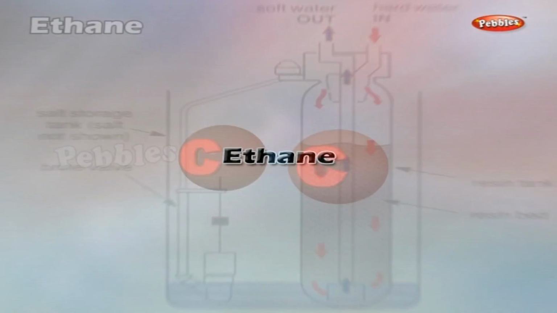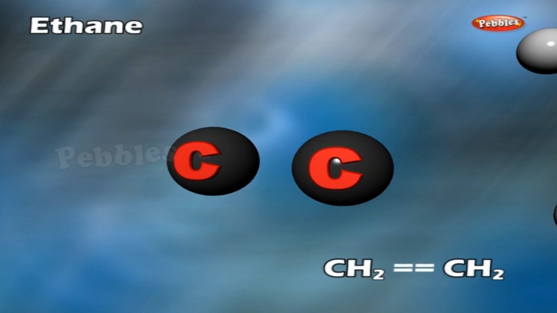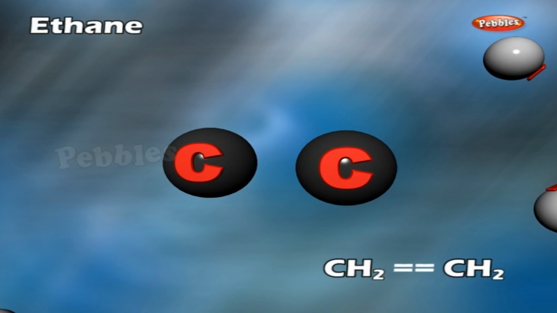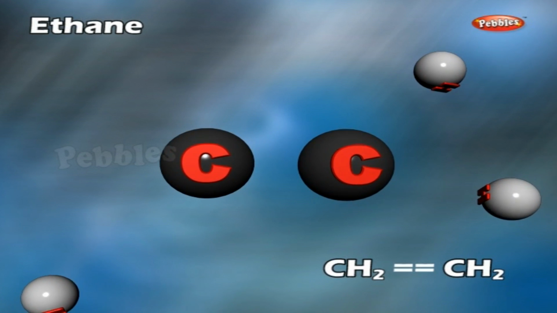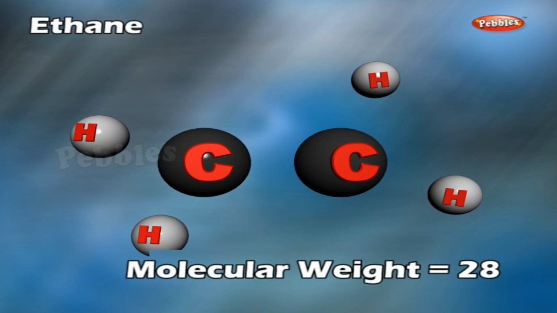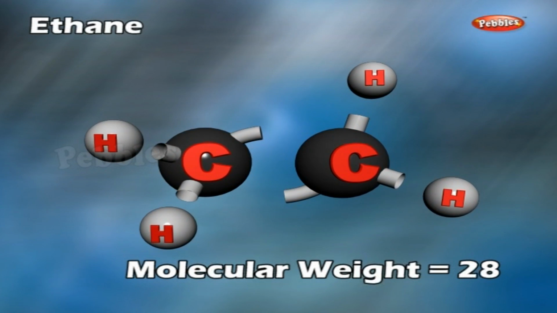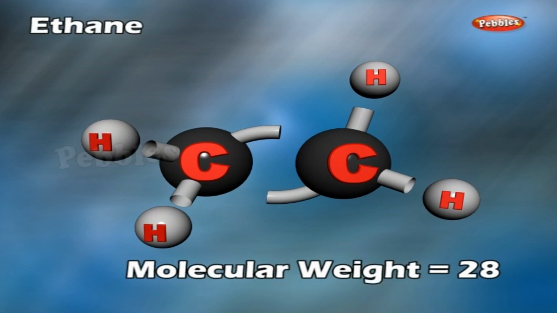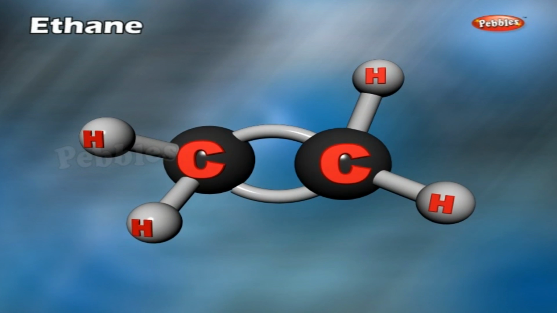Ethane. Molecular formula C2H4 or CH2=CH2. Molecular weight 28. Ethane belongs to the unsaturated hydrocarbons. Each member of this group contains a double bond. The common name for ethane is ethylene.